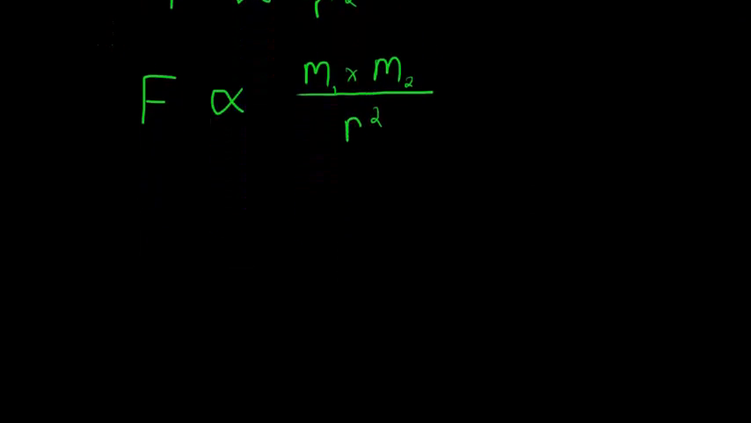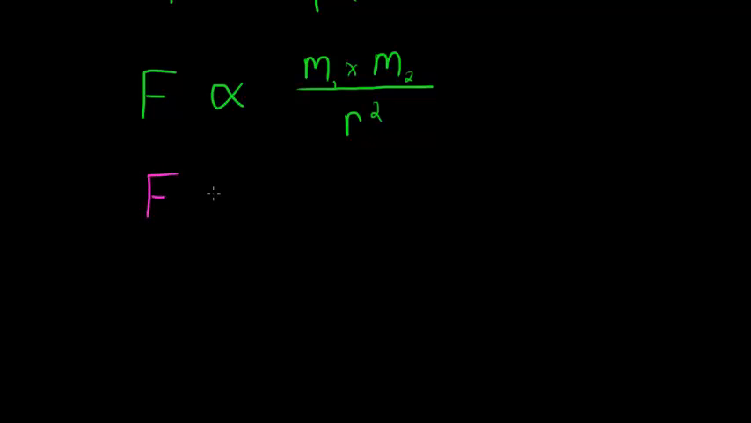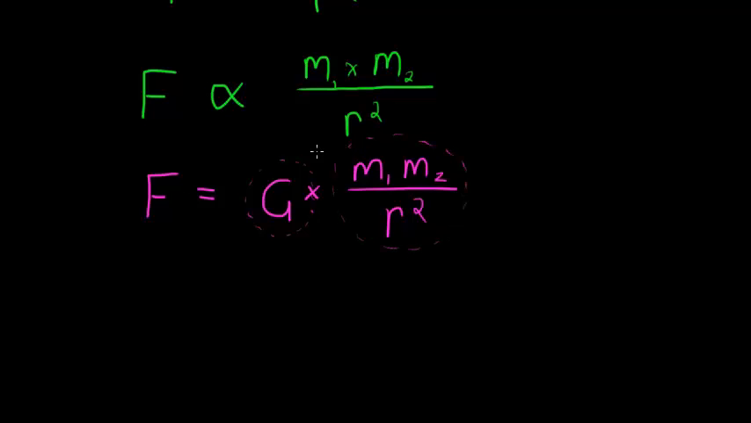Now, this expressed in an equation would give us that the force is equal to some constant, let's call it capital G, multiplied by the mass of one, the mass of the other, divided by the radius squared. In other words, there exists some constant number that we can multiply this expression with to calculate the size of the force. Okay, now let's have a look. Force is in newtons. In other words, this is kilogram times meter times second to the power of negative 2. That's the SI unit for force.